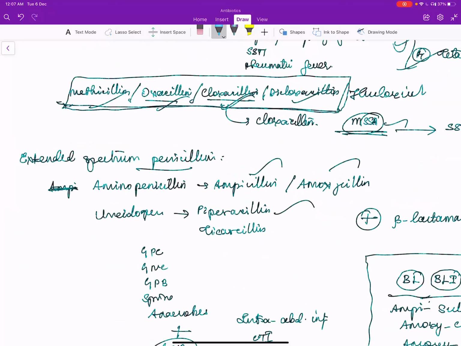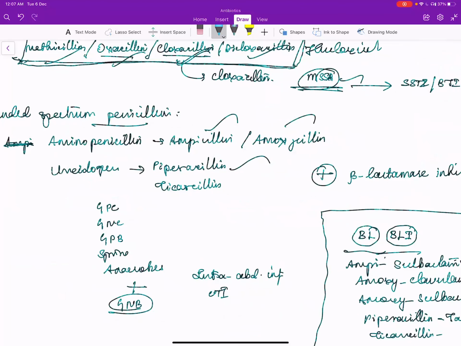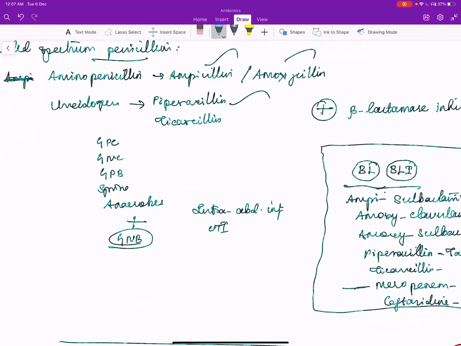Next comes extended spectrum penicillin. We have aminopenicillins in the form of ampicillin and amoxicillin, ureidopenicillins in the form of piperacillin and ticarcillin. These are sensitive to beta-lactamase produced by organisms. So we give them as a combination: ampicillin sulbactam, amoxicillin clavulanic acid, piperacillin tazobactam. This becomes BL-BLI, beta-lactam, beta-lactamase inhibitor. So the spectrum is the same, plus it covers gram-negative bacillus. So for practically any infection, this can be given.